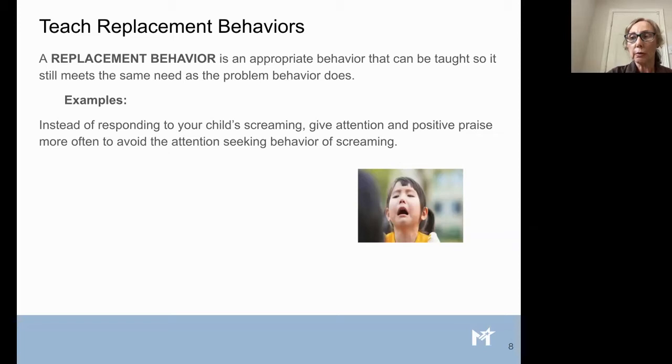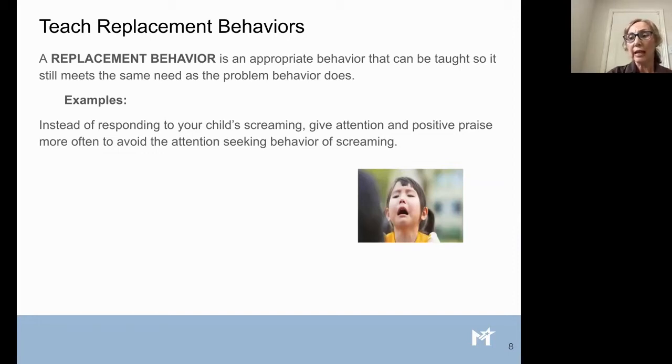So model what appropriate language sounds like, and the consequences of using appropriate language. You will be heard. People will pay attention to what you want. Adults will be listening to you. So just having that consistency wherever that behavior is displaying, then teach that replacement behavior. And the consistency is going to be very important.